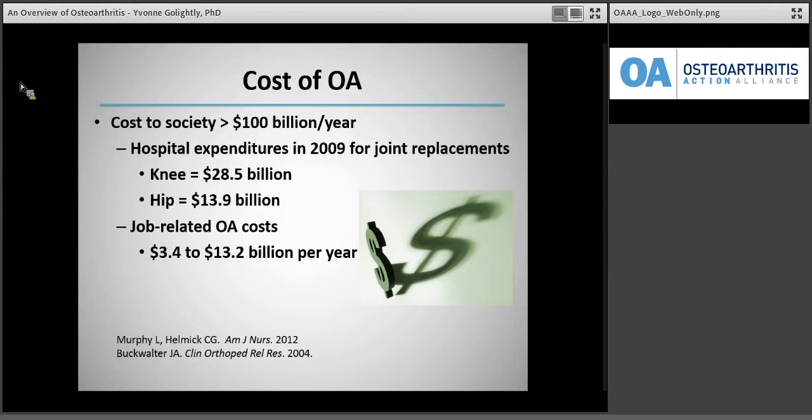The costs are very considerable, exceeding $100 billion per year for osteoarthritis. And a lot of this is hospital expenditures for joint replacements. In 2009, it was about $28.5 billion for knee replacements and $13.9 billion for hip replacements. And there are a number of job-related costs with osteoarthritis, including work lost, and that's $3.4 to $13.2 billion per year.